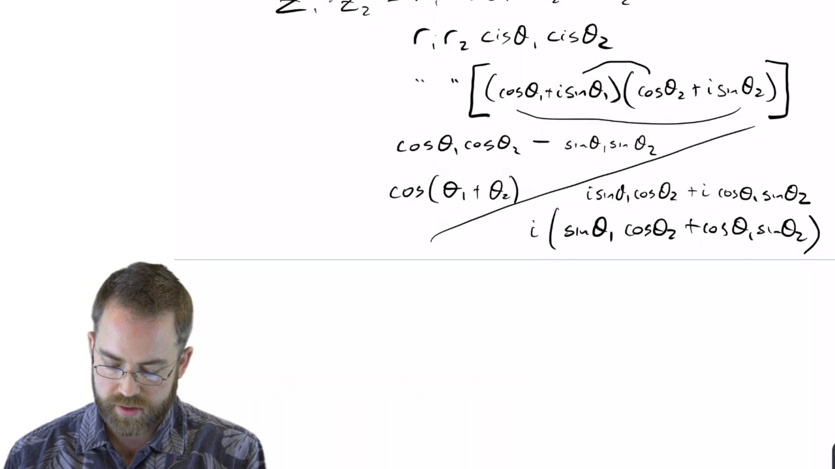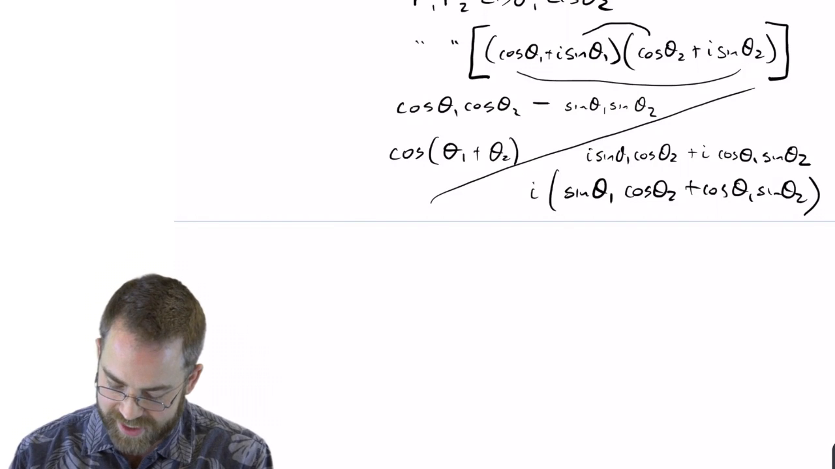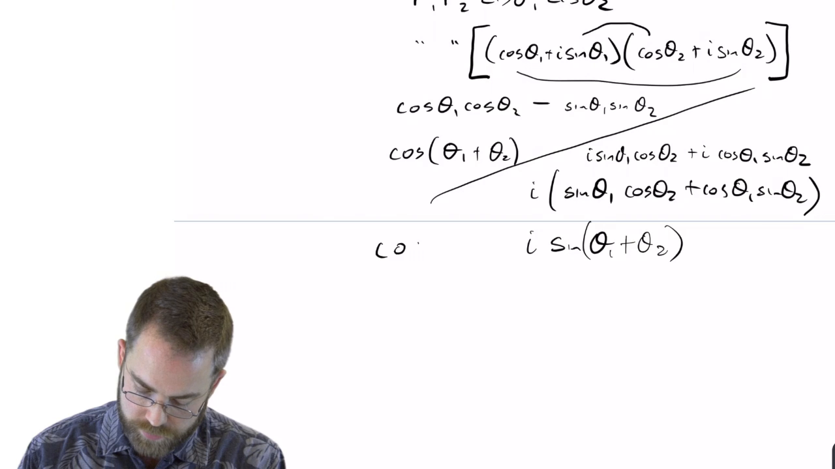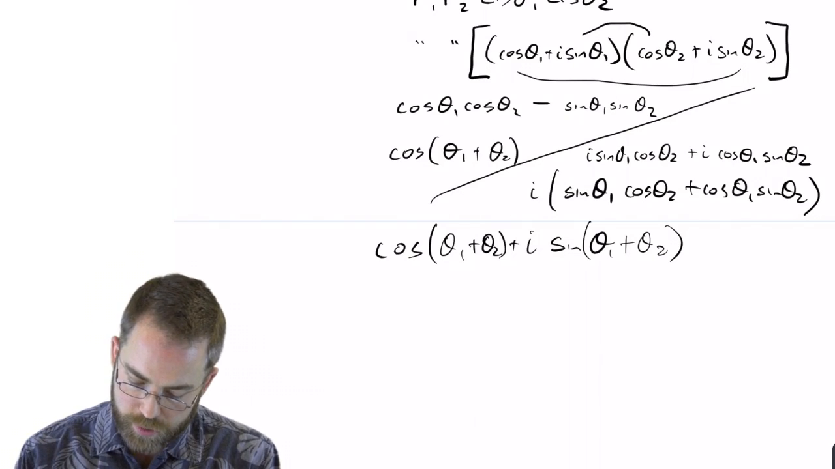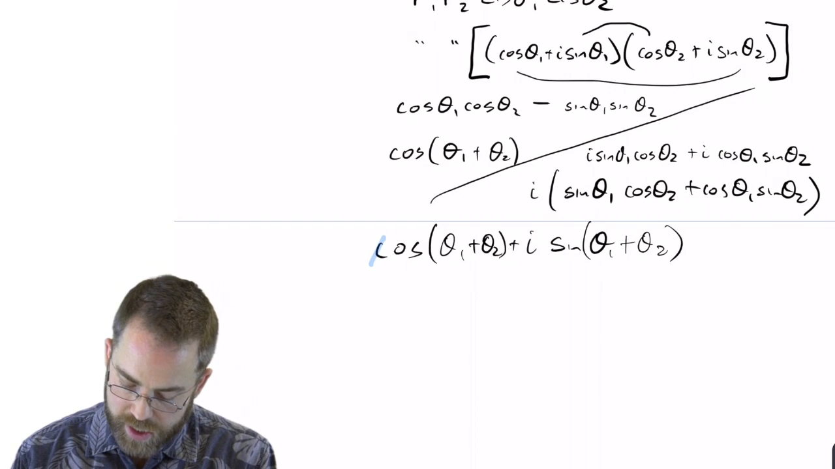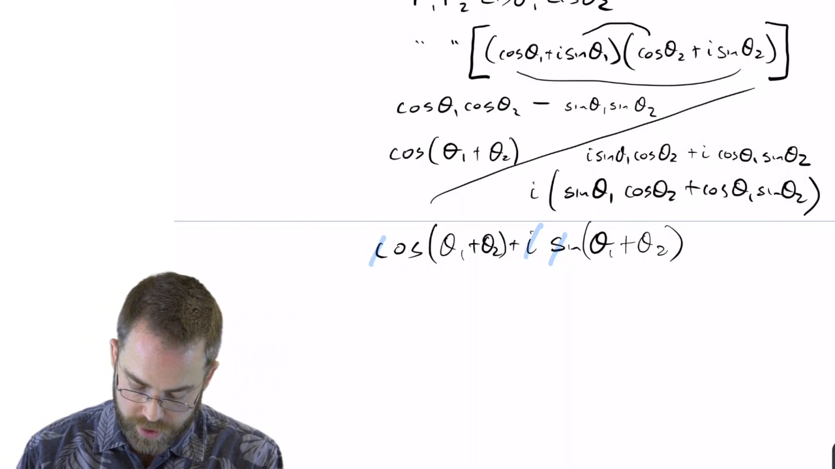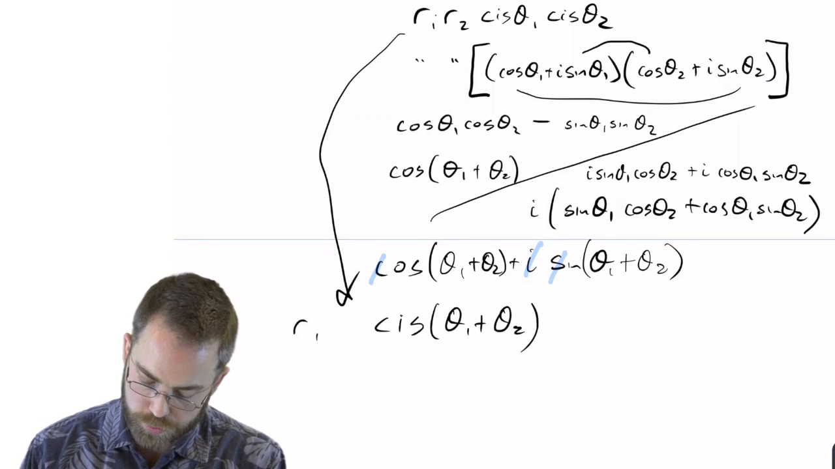What's that? You singing the song? Sine, cosine, and a cosine, sine. See? It's the sine sum of angles. It's the sine of theta 1 plus theta 2. And we had cosine of theta 1 plus theta 2. And what is that? Well, when you have cosine plus i sine of the same angle, that's cis. That is what cis was invented for, that this is cis theta 1 plus theta 2, and I need to bring back R1 R2.